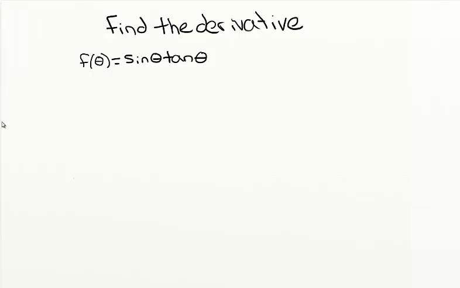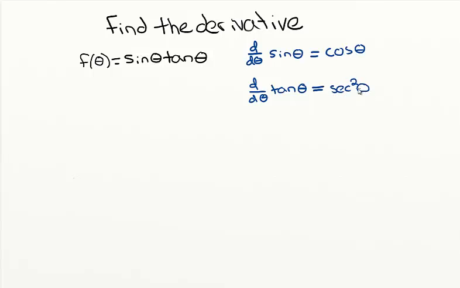We are going to be focusing on trigonometric derivatives in this video, and you'll see we have this equation here, f of theta is equal to sine of theta times tangent of theta. In order to take the derivative, we need to know the derivative of sine of theta and the derivative of tangent of theta. If you learned your trig derivatives, you'll know that the derivative of sine of theta is cosine of theta, and the derivative of tangent of theta is secant squared of theta.